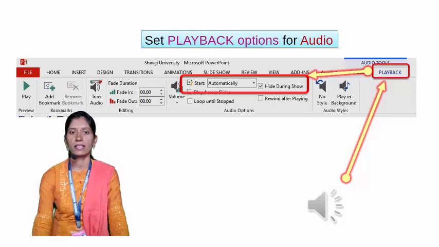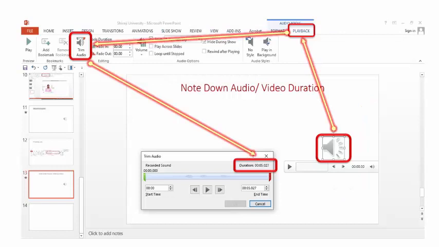Now we will see how to set the required options under the Playback menu for the selected audio. Click on the audio and go to the Playback menu, set the Start option to Automatically and put a check mark on the option Hide During Show. Now click on the audio or video and click on the Trim option under the Playback menu. We can use the Trim option for both audio and video processing. The Trim option will allow us to see the duration of the selected audio or video. The duration of each audio and video is to be noted to set the same under the Transition menu.